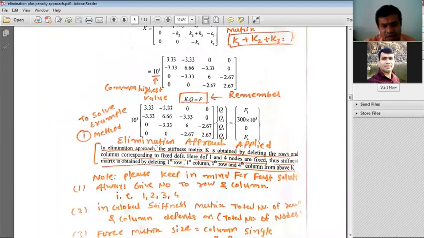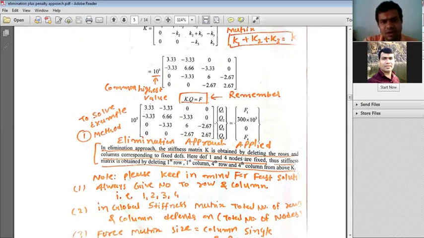Now, after completing this global stiffness matrix, you have to use the equation KQ is equal to F, where K is nothing but the global stiffness matrix, Q is nothing but displacement, displacement of particular nodes Q1, Q2, Q3, Q4. You can also give it as U1, U2, U3, U4. Right? Displacement, it is notation. You can use U or Q, whatever you like. Force matrix F1, F2, F3, F4.